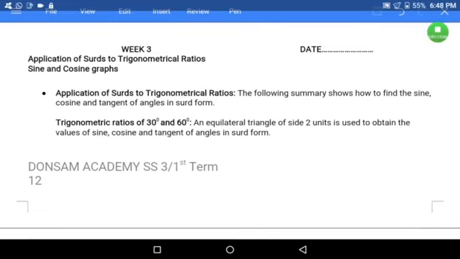Good day, and I welcome you to this class of discussing the application of surds to trigonometrical ratios. Later, we'll be discussing sine and cosine graphs. But in this class, we want to learn how to get the derivation of the sine, cosine, and tangents of angles, especially the basic angles.